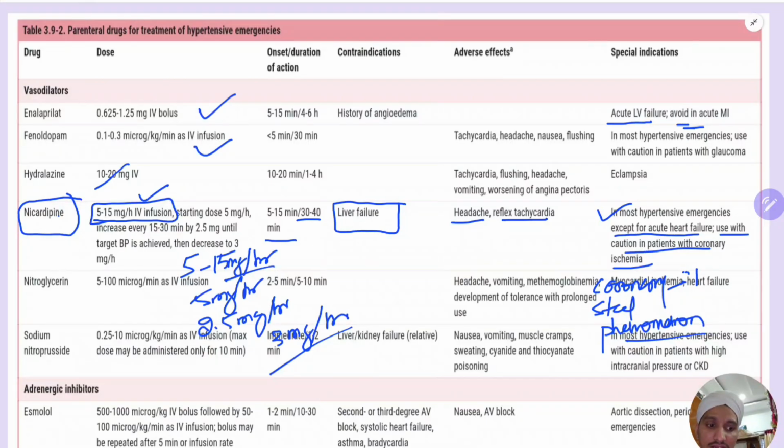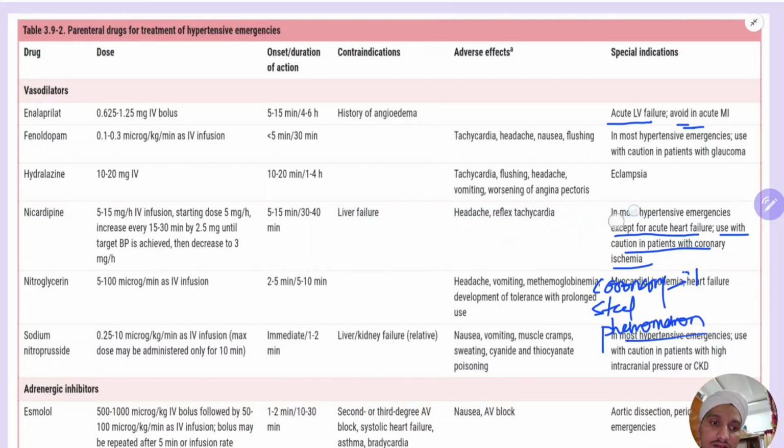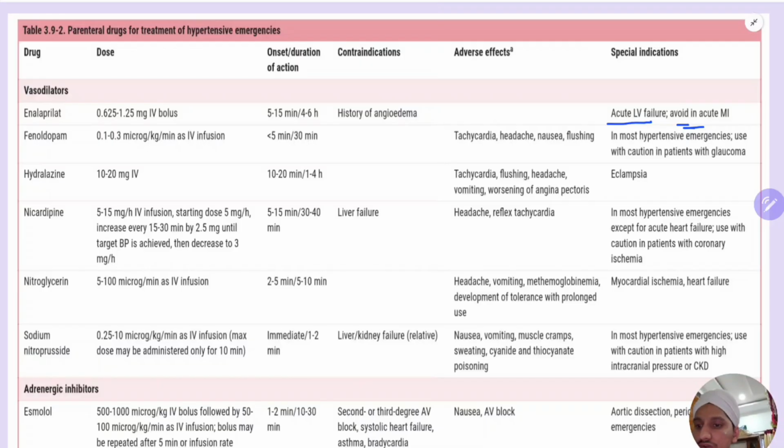You can use Labetalol in MI, but not in heart failure, and Nicardipine cannot be used in MI also and in pulmonary edema also. Okay, so that's about Nicardipine. So in a liver failure patient, you should not use this drug. So common drugs are there, but you should also know where not to use these drugs.